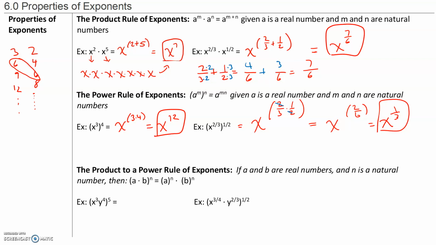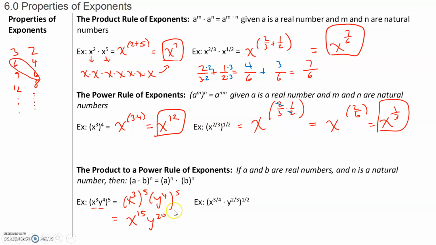Okay, the next one, it says product to power rule. So this one says, if you have a parentheses with multiple terms, and that whole thing is raised to the 5th power, then each individual term is going to get raised to the 5th power. So we're going to rewrite this as x cubed raised to the 5th power, and y to the 4th raised to the 5th power. So here we get 3 times 5, which is x to the 15th. Here we get 4 times 5, which is y to the 20th.